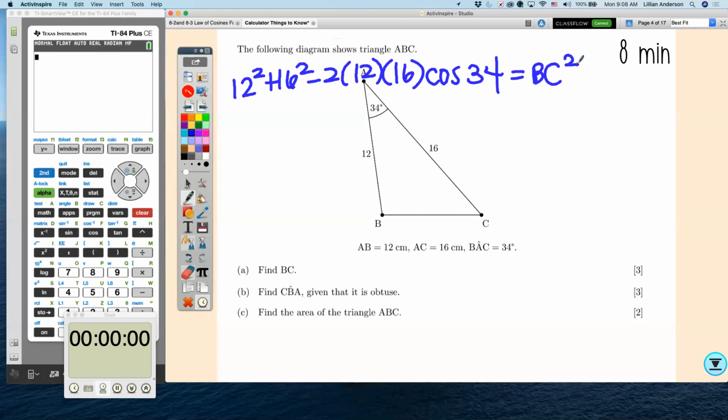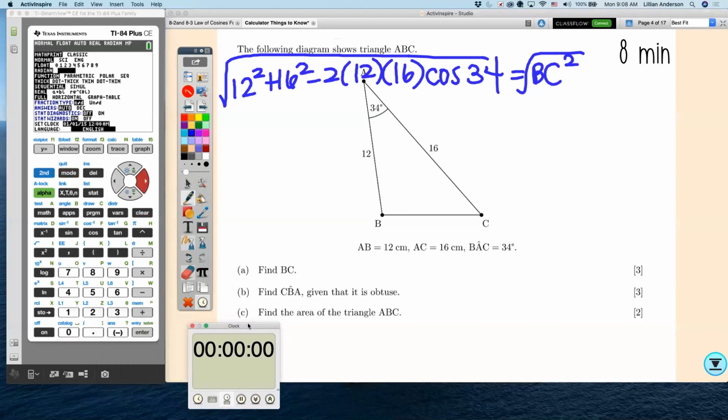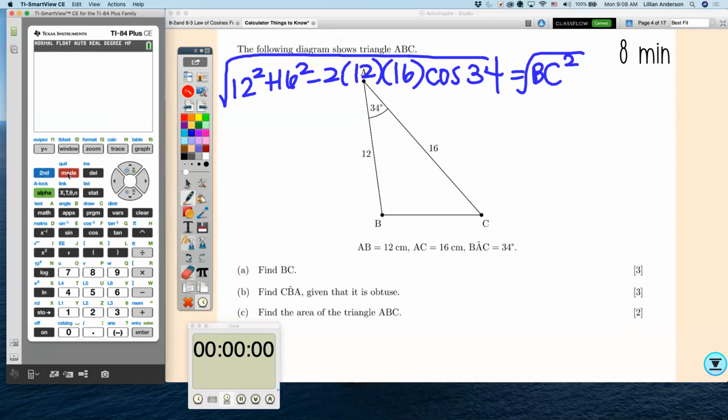What do I need to do to this formula after I type this entire line in? Anyone? Take the square root of it. I have to take the square root. And on top of that, I need to make sure my calculator is in the right mode, and that's the important thing here. My calculator is still in radian. I need to make sure I change it over to degree, because you may end up with some crazy answers if you do not change it into degree. And again, it's 34 degrees. That's why I need to be in degree mode. Rounding that to 3 significant figures.